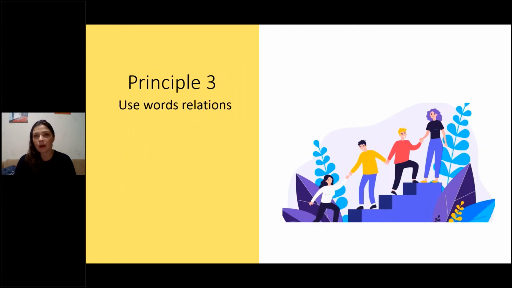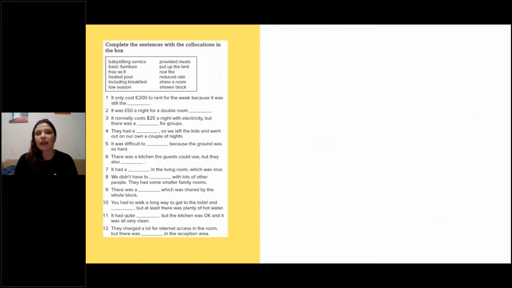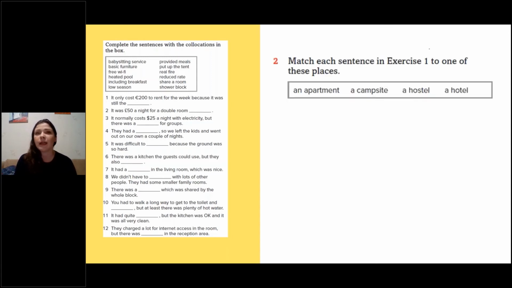And so we come to our third principle, use word relations. Again, for example, for this book, what are the ideas here? First of all, it's for pre-intermediate level students, so you need to put the words in the gaps. You can discard the words that you don't understand, you can use the context, right? So now you have the words. It's not enough. Actually, now look at this exercise.